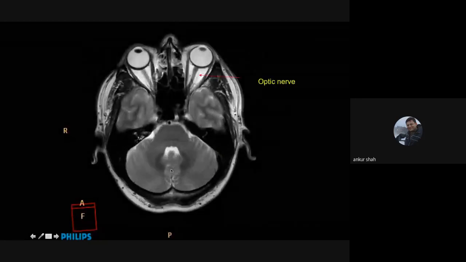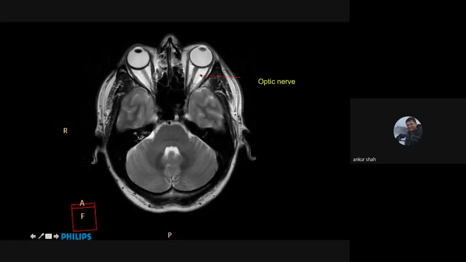Once you go above, then you can see anteriorly the optic nerve. So this is the eyeball, the lens. You can see the extraocular muscles. This is the medial rectus, this is the lateral rectus, and this is the optic nerve. This is the retroorbital fat. These are the paranasal sinuses, the sphenoid sinus, the ethmoid sinus. Then you can see even the trigeminal nerve, which courses from here and goes to the Meckel's cave. So this is the trigeminal nerve.